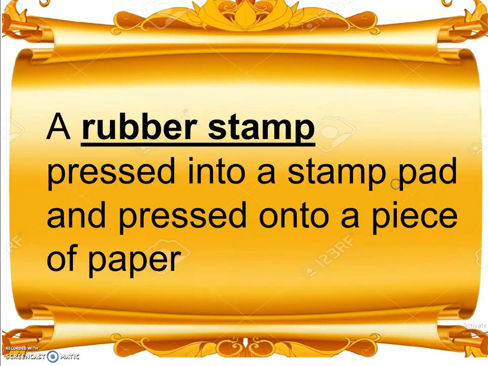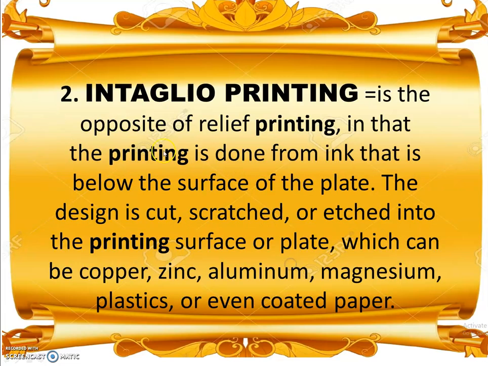Now let's go to the next. A rubber stamp. What is a rubber stamp? It is pressed into a stamp pad and pressed onto a piece of paper. So the next one is intaglio printing. What is this? It is the opposite of relief printing, in that the printing is done from ink that is below the surface. Again, below the surface of the plate.